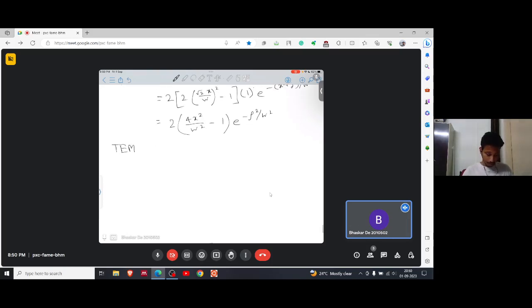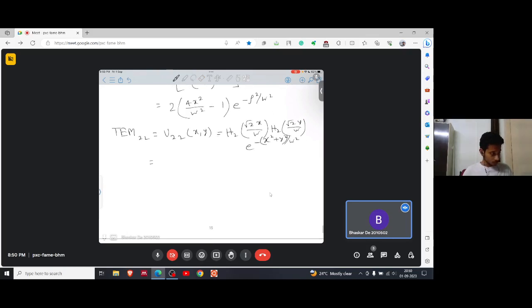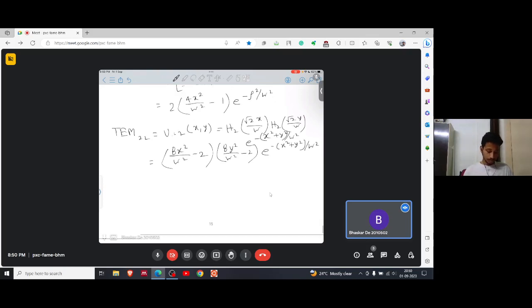Again similarly the TM22 will be U22(x,y), H2 root over 2x/W, H2 root over 2y/W, e to the power minus (x square plus y square)/W square. So this will be 8 x square/W square minus 2, 8 y square/W square minus 2, e to the power minus (x square plus y square)/W square.